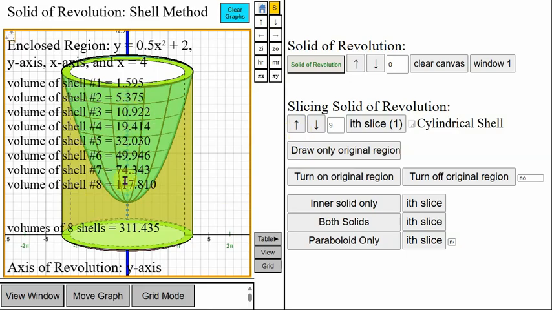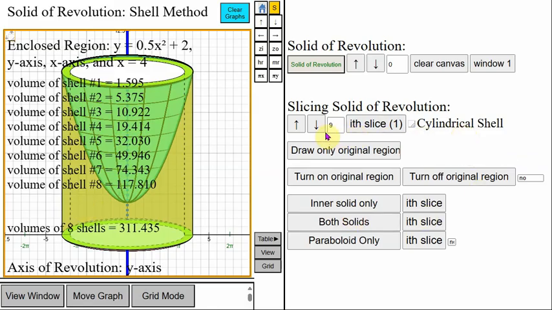Now let's add the volumes of the 8 shells together, and this is what we get. Here are the volumes of the 8 shells, and altogether they come to about 311. And so the volume of this solid of revolution that we want, without the paraboloid, is approximately 311. What I have just done is divide this solid into 8 cylindrical shells.